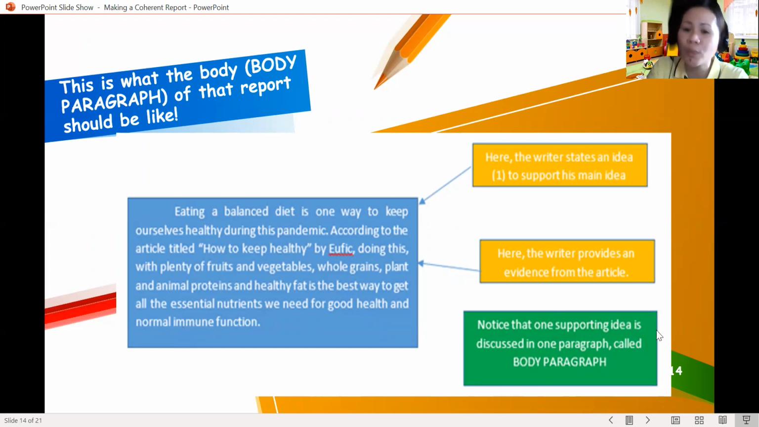Notice that one supporting idea is discussed in one paragraph. It is called the body paragraph. So this one is how to become healthy. The paragraph is mainly about how to keep ourselves healthy. All right. Let's go to the next one.